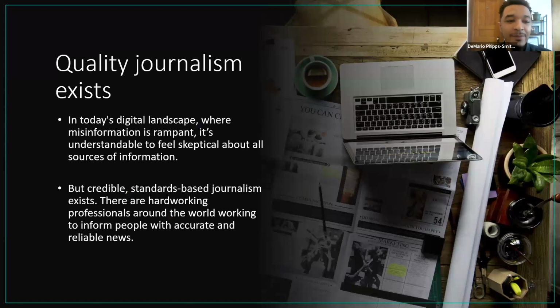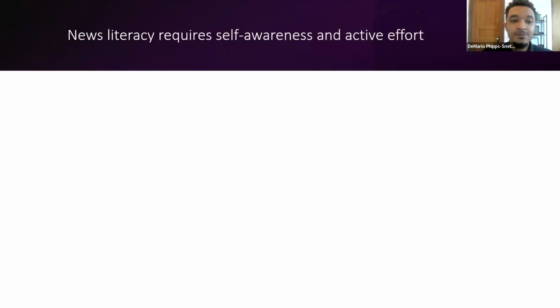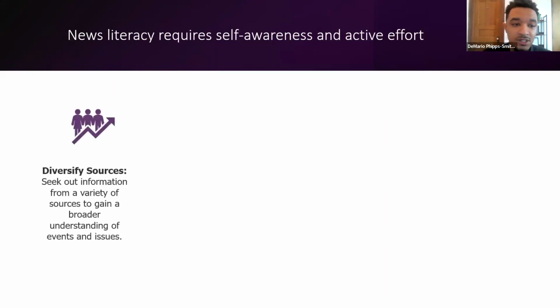So with all that said, as we wrap up, I want to let you all know that quality journalism does exist, right? It's understandable to be skeptical about all sources of information because of today's complicated and nuanced information landscape. But credible standards-based journalism does exist. There are hardworking professionals around the world working to inform people with accurate and reliable news. But it's on us to take this challenge on ourselves. We have to be more responsible when it comes to our news consumption.